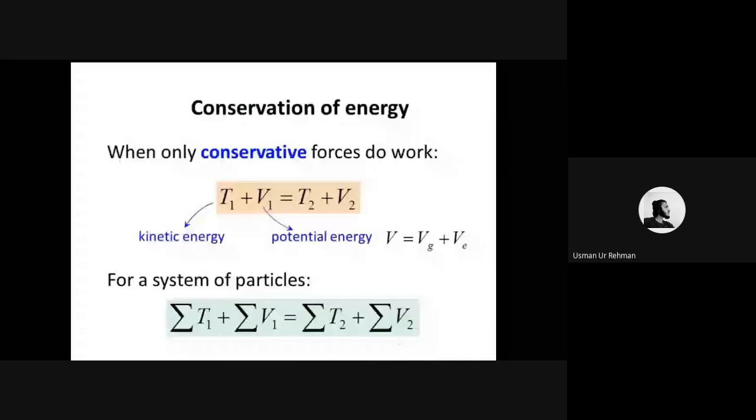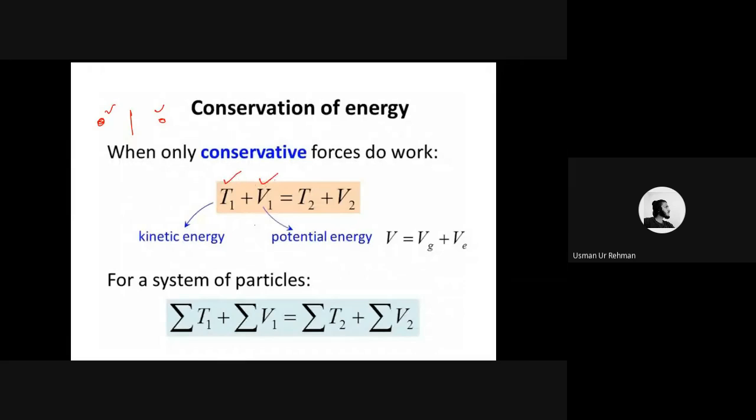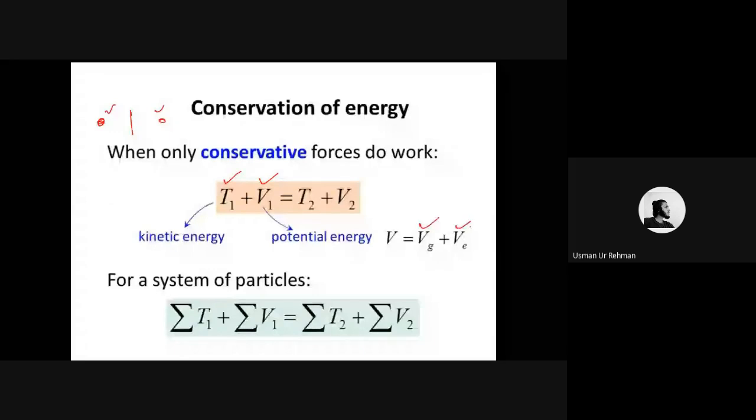Okay, so conservation of energy, what is the concept? The concept is very simple. The total energy before and after should remain constant. The total energy is the combination of kinetic and potential. Kinetic is represented by T1 and potential by V1, and this potential has two components: potential energy due to weight and elastic potential. The total energy before and after remains conserved.